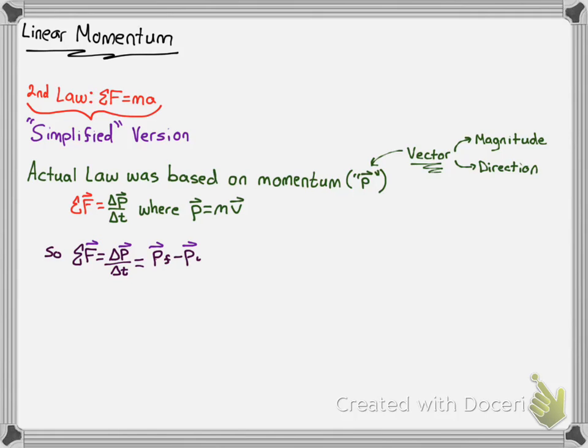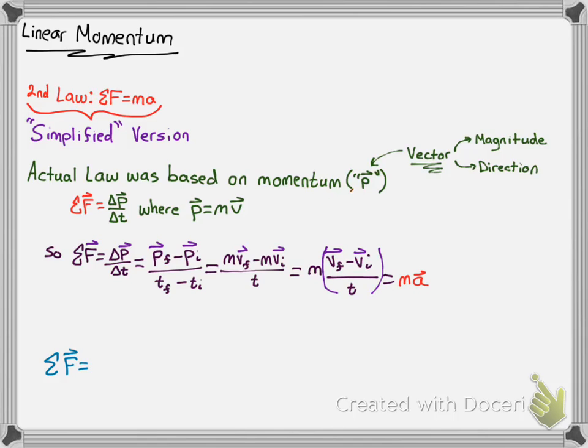And the change of momentum is the final momentum minus the initial momentum. And again, since we calculate momentum as mass times velocity, we can say that the net force is the mass times velocity final minus the mass times velocity initial, divided by time. If we take out the mass, since we assume that the mass is constant, we can rewrite that equation as net force is equal to mass times v final minus v initial over time, which is the same thing as saying mass times acceleration. So that's how we got that simplified version of it.